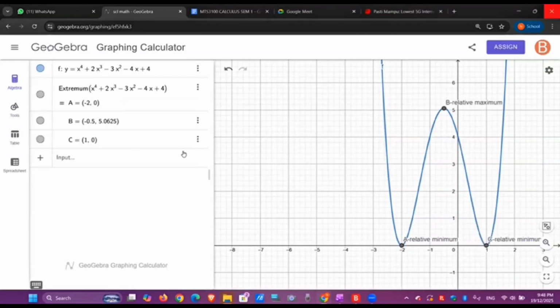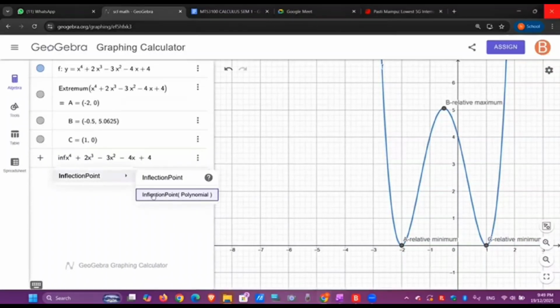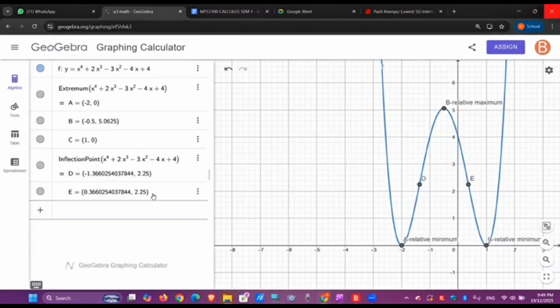Okay, and then we have to find the inflection point. What is an inflection point? An inflection point is a point of a curve at which a change in the direction of curvature occurs. So we got 2 inflection points, which are D and E.